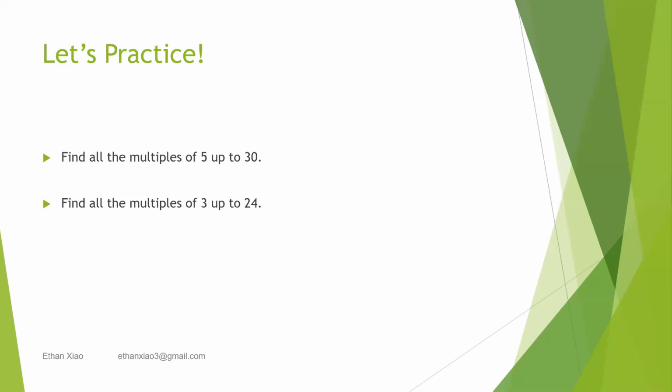So we know that 5 times 1 is 5. 5 times 2 is 10. Then 5 times 3 is 15. And 5 times 4 is 20. 5 times 5 is 25. And lastly, 5 times 6 is 30.